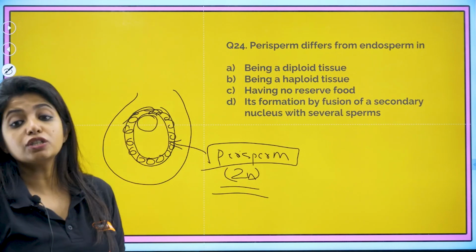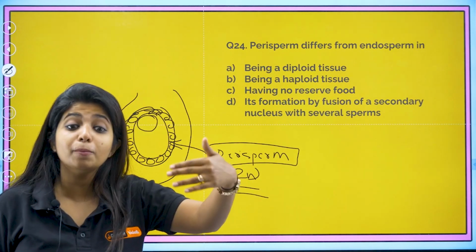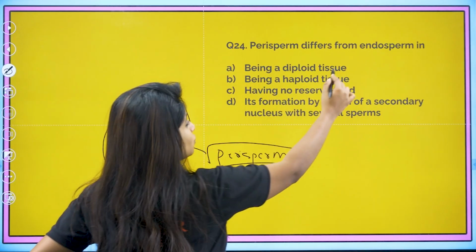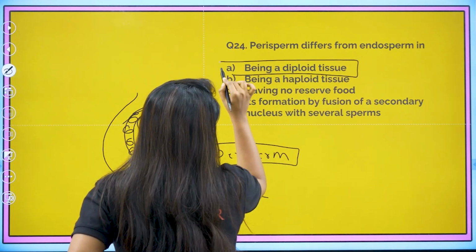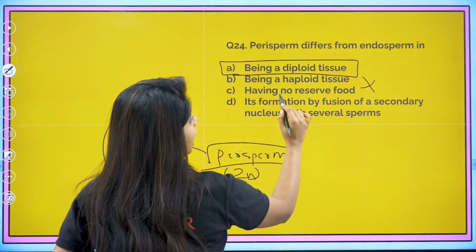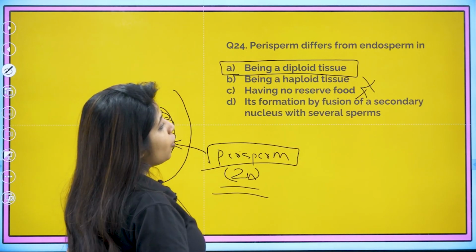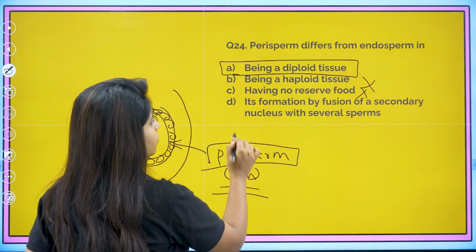So perisperm differs from endosperm. Endosperm, we saw, is triploid. Here it is diploid in nature. So perisperm differs from endosperm in being what? A diploid tissue. Being a haploid tissue, no. Having no reserve food, no. It has reserve food, that is how it is nourishing. Its formation by fusion of a secondary nucleus with several sperms, no.